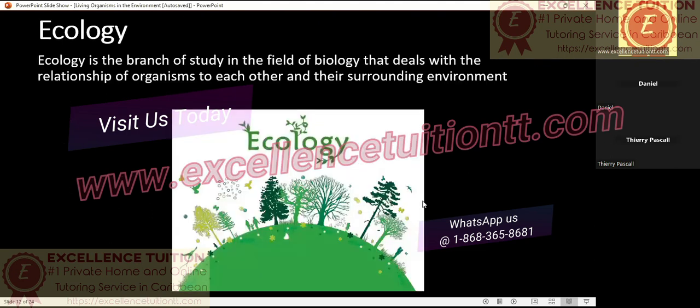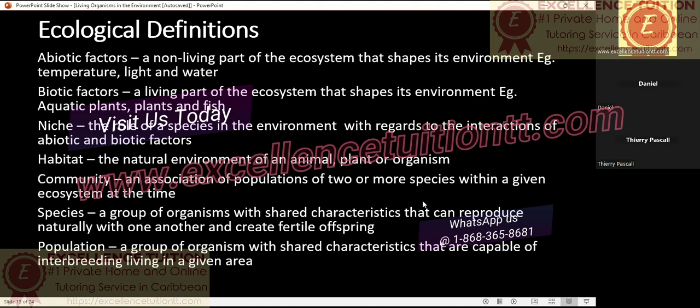And all these sampling tools are used in the study of ecology. Ecology is the study in the field of biology that deals with the relationships of organisms and the surrounding environments. So, abiotic and biotic factors, right? These are the definitions that you have to take into consideration when studying ecology.